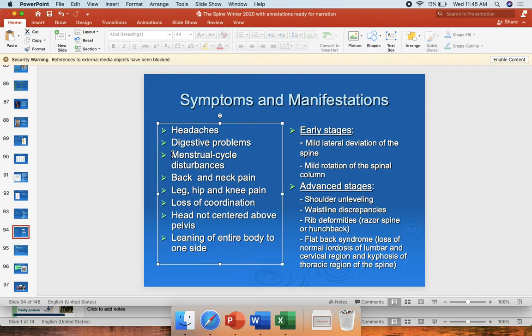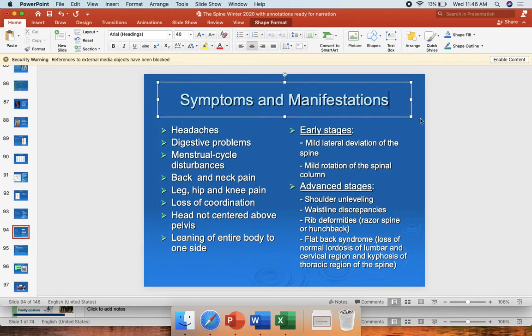This one was interesting to me. Menstrual cycle disturbances. Remember, idiopathic scoliosis is most common in our young females. This is kind of interesting. I don't really have a thought outside of that this is a common symptom, I guess, for those young women that develop scoliosis. Leg, hip, and knee pain. Again, just think about what's happening, right? You're creating imbalance in the body. So maybe your growth will be changed because of that. Head not centered above the pelvis, leaning of the body.